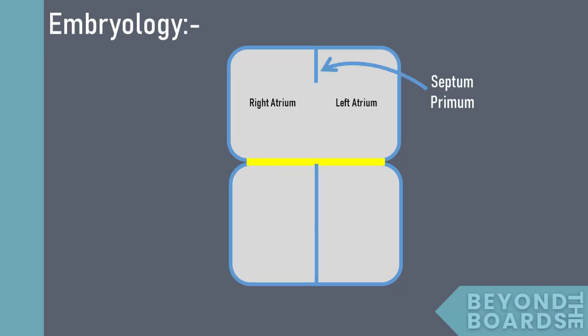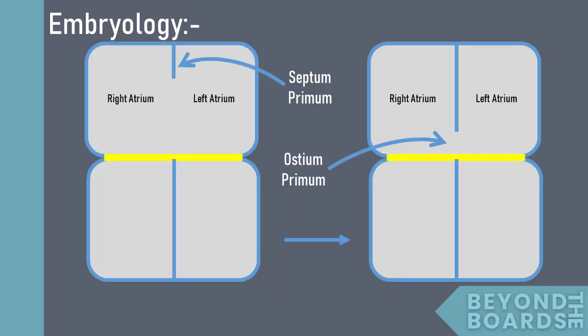So the first thing that happens during the development of the atrial septum is the formation of the septum primum. Primum means primary, so it's the primary septum or the first septum, because we have a second septum that develops later on. This septum primum is going to extend from the roof of the common atrium, as you can see in this image, and it's going to extend downwards towards the endocardial cushions.